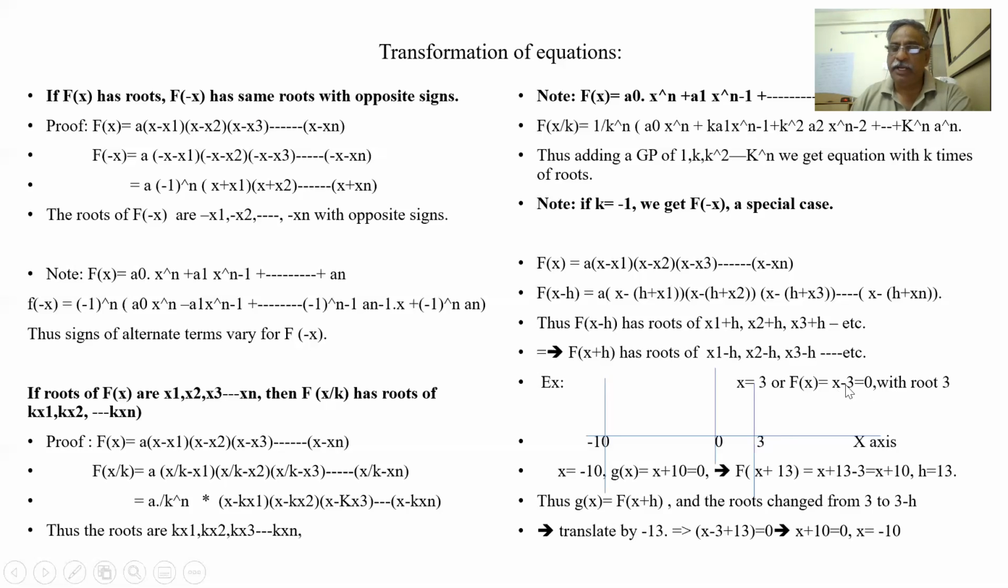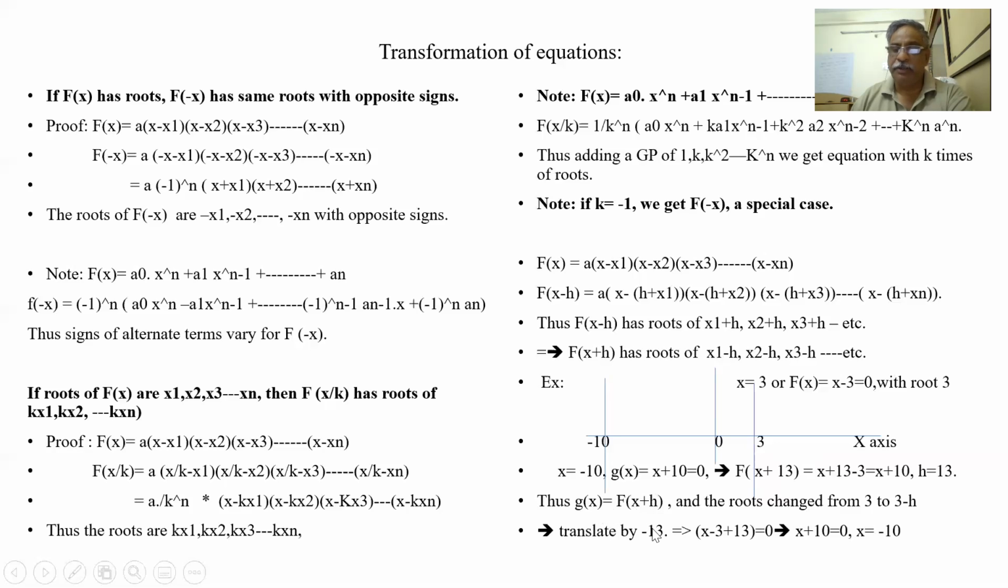Now I have added plus 13 here. I have added f of x plus 13. So x minus 3 plus 13 is equal to 0. That is equal to x plus 10 is equal to 0. X is equal to minus 10. So the equation x is equal to 3 is transferred to x is equal to minus 10 by adding plus 13. So by addition x plus 13.